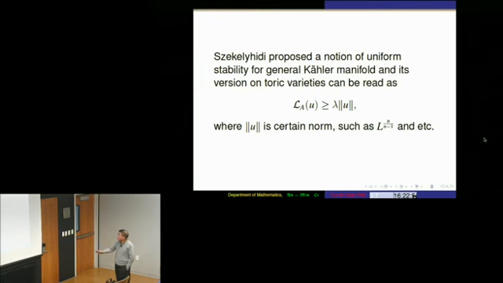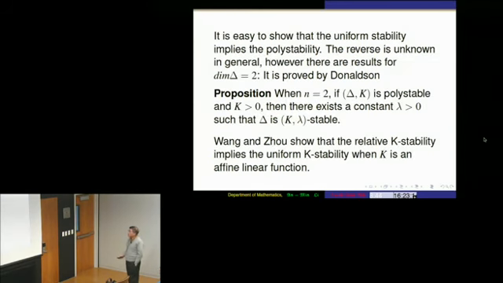Gábor also proposed a notion of uniform stability for general Kähler manifolds, and its version on the toric variety can be read in this way. Here there is some norm, such as this one. One can easily see that uniform stability implies polystability, but the converse is unknown in general.